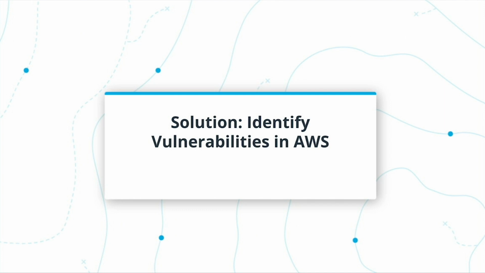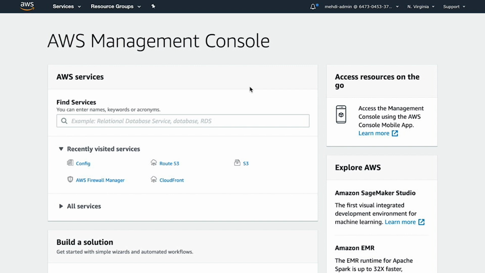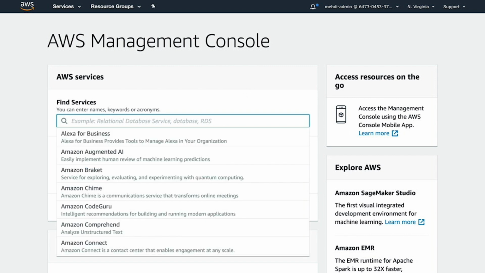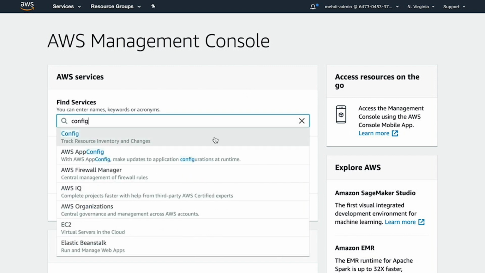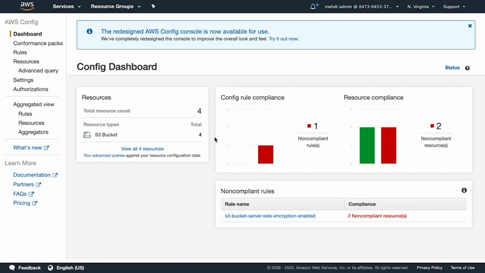In this exercise, you were able to get a feel for how AWS Config can help identify vulnerabilities in your AWS account. I'll go through this exercise in my account by setting up some example config rules. So I have logged into my AWS account, and from the console page, I will go to the AWS Config service. Let's first check the settings for AWS Config.